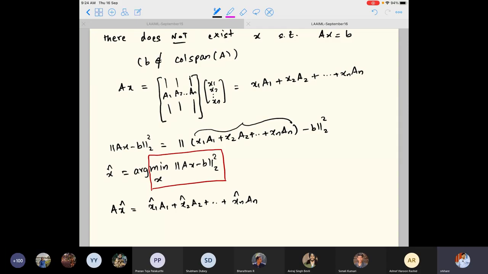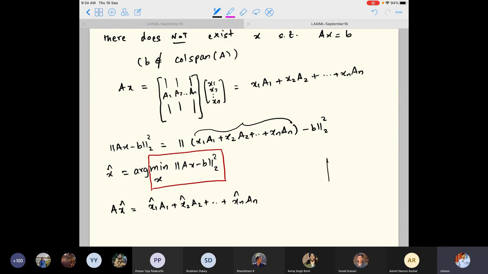So now in least squares, what you are doing is finding that linear combination of columns of A, which linear combination? x1 hat A1 plus x2 hat A2 plus xn hat An. You are finding out that linear combination of columns of A which takes you closest to the vector B, right? So that is what you are really doing.